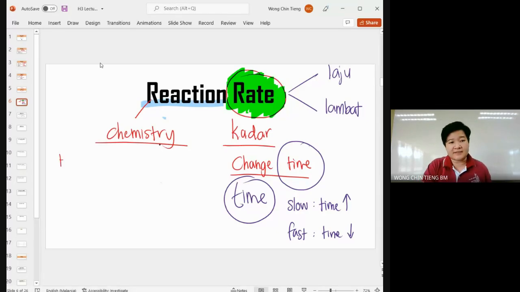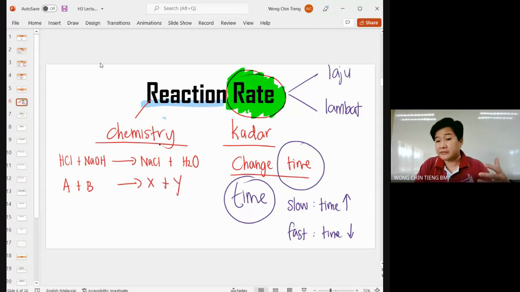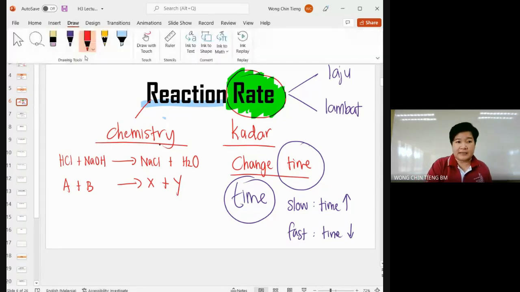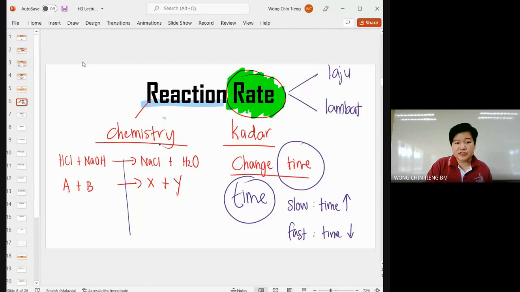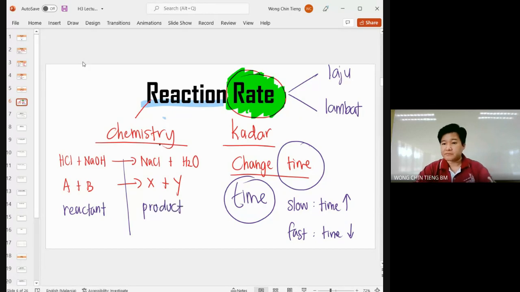When you have your acid react with your base, you are forming your NaCl and water. When you have your A plus B, you are forming your X and Y. That is a reaction. You are changing something to another. Therefore, in chemistry, reaction will be called as when the reactant changing to product. Okay?